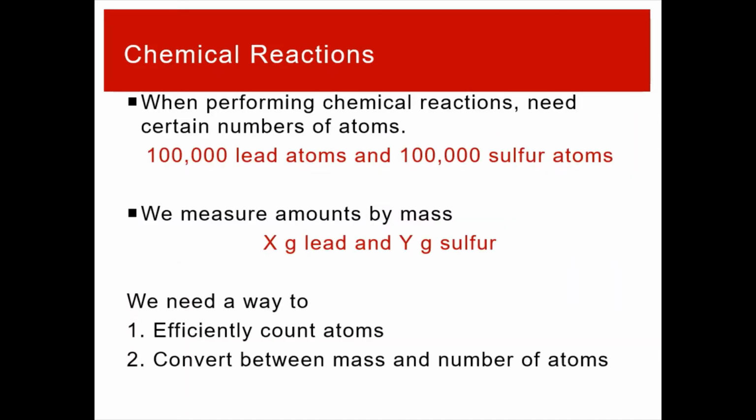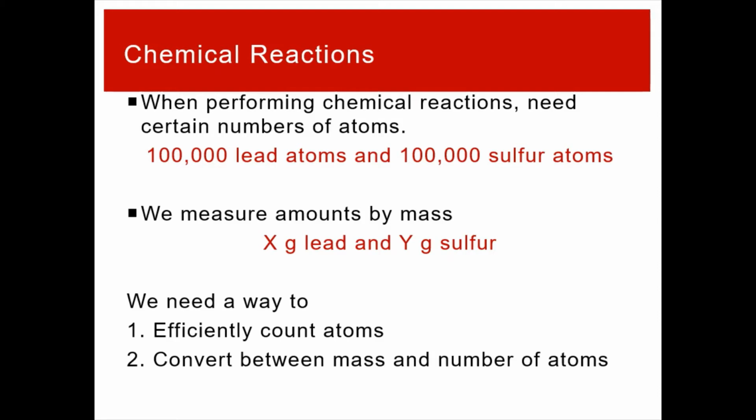So when we're performing chemical reactions, we want a certain number of atoms that would be involved in this chemical process. Generally we're going to be dealing with large amounts of them, say 100,000 of each kind of atom. But at the same time, there's no piece of equipment that measures an amount of atoms. You can only measure mass.